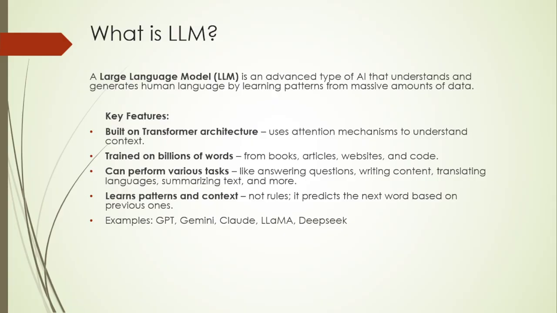What are the key features of LLM? It uses an attention mechanism to understand context. Then, as we already discussed, LLM is trained on billions of words, it can perform various tasks like answering questions, writing content, translating languages, summarizing text, and more. And it predicts the next word based on the previous one. Basically, it learns patterns and context.